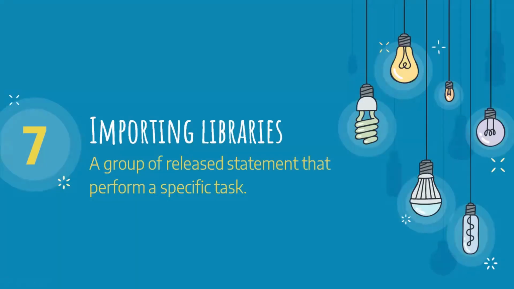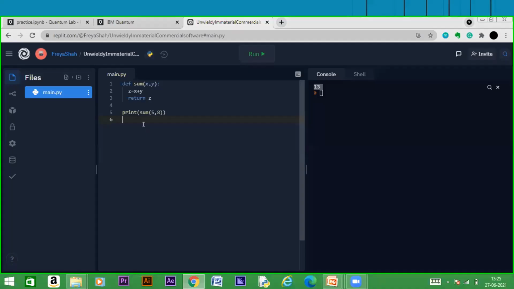The next is importing libraries. Python has a ton of standard modules readily available for use. It consists of various functions that we can call and use in our code. To do that, we have to import these libraries inside our code. For example, Python has a module named math. To import that, we will just write import math, and now the module is imported.